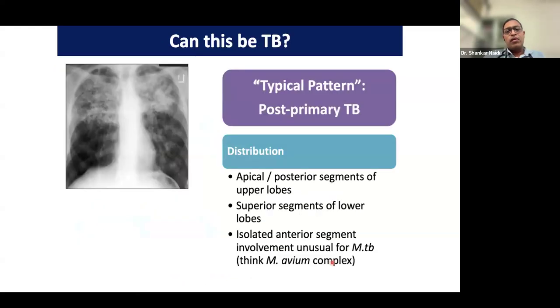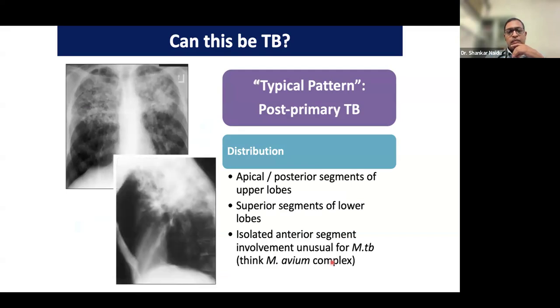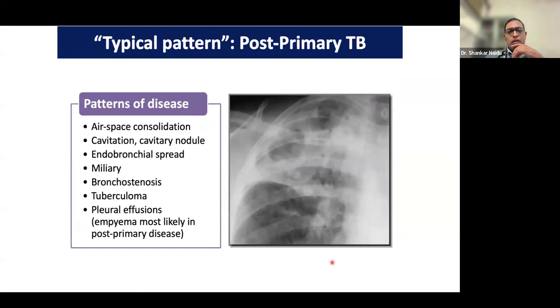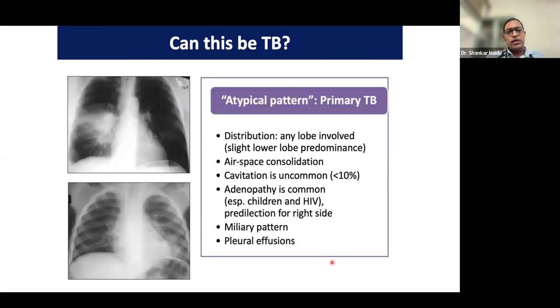So the findings can be usually typical pattern, that is upper lobe involvement with consolidation, fibrosis, and cavitations, which can be seen in unilateral or bilateral upper lobes. This is the typical pattern that we come across in the general population as well. So as I said, typical patterns would be space consolidation, cavitations, and endobronchial spread of miliary pattern. And there may be effusions because of the tuberculosis infection.